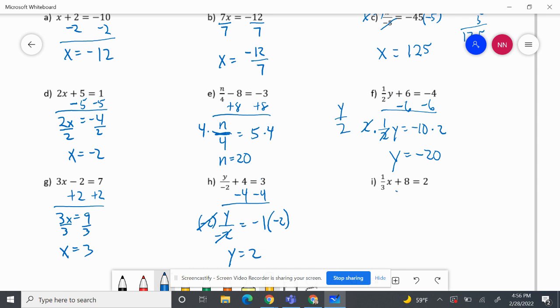And then for our last one, we subtract the 8. Because this is a positive 8, remember we're always doing the opposites. And that gives us negative 6. Remember, this right here is the same thing as x over 3. So we're dividing by 3, so we're going to multiply by 3. That's the opposite. The 3's cancel. x is equal to negative 18.